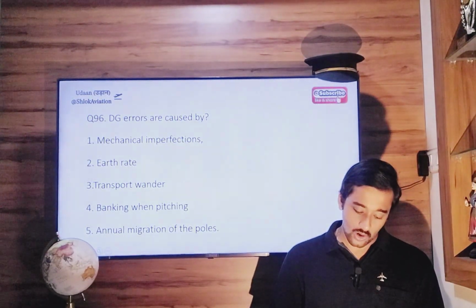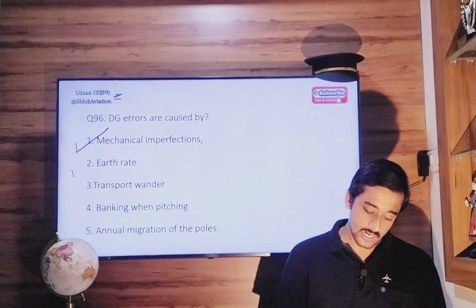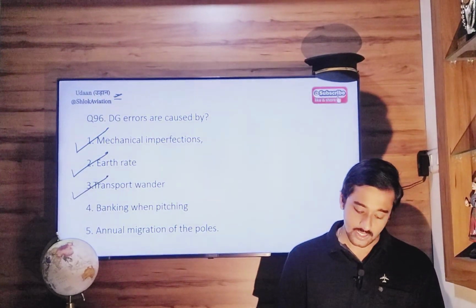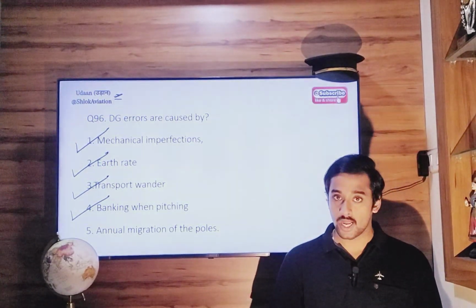DGI errors are caused by mechanical imperfections, yes. Earth rate, yes. Transport wander, yes. Banking and pitching, yes. So options 1, 2, 3 and 4 are right options.